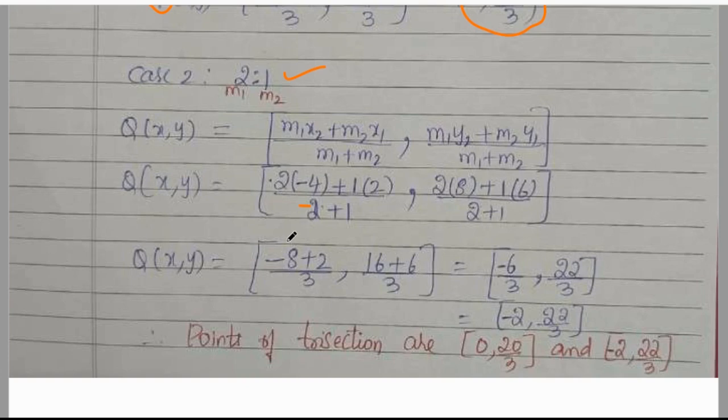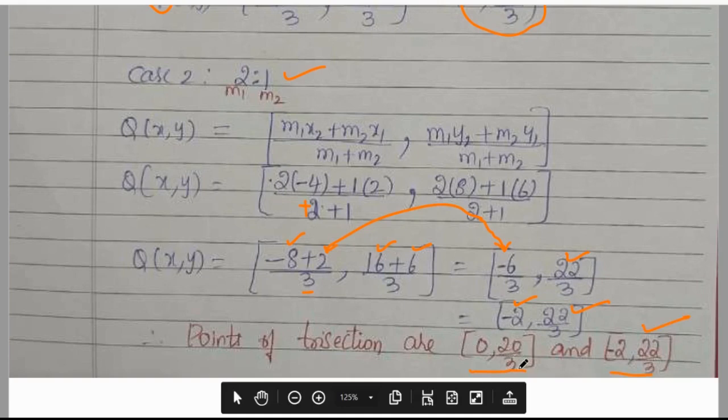So 2 into -4 is -8 plus 1 2s are 2. In the division, 2 plus 1 is 3. 2 8s are 16, 1 6s are 6. 16 plus 6 is 22. -8 plus 2 is -6. In the division there is 3. So -6 by 3 is -2. 22 is not divisible by 3, so we have to write as it is. So points of trisection are 0, 20 by 3 and -2, 22 by 3. Thanks for watching students.